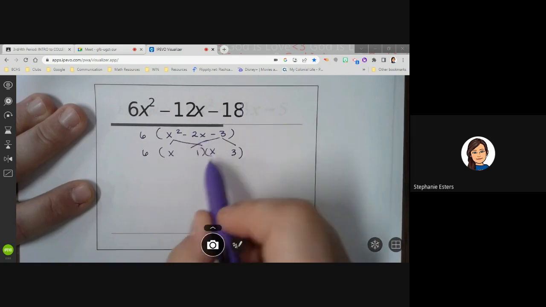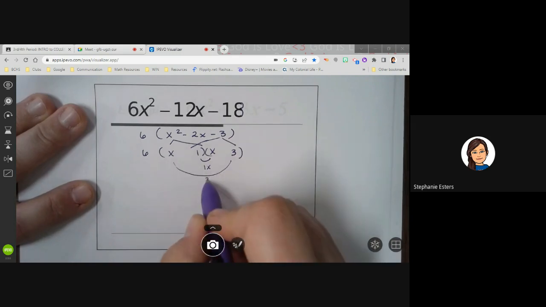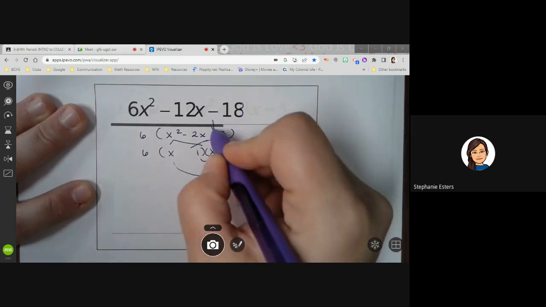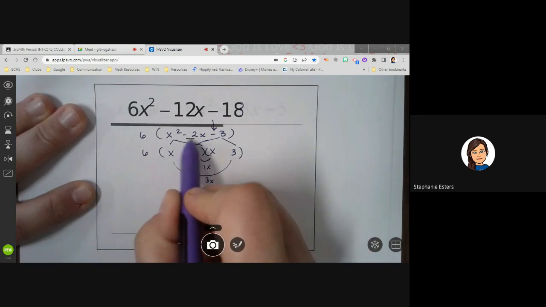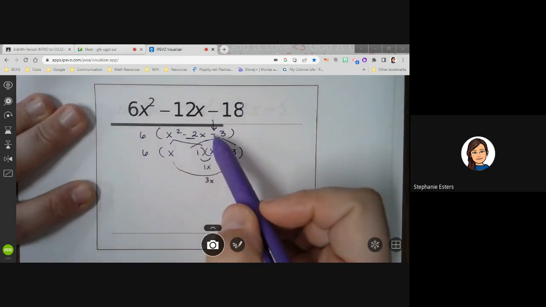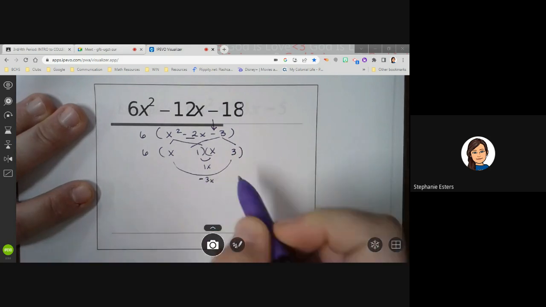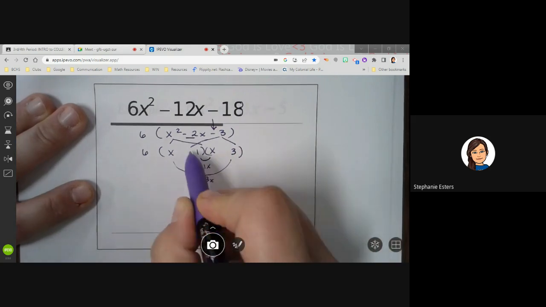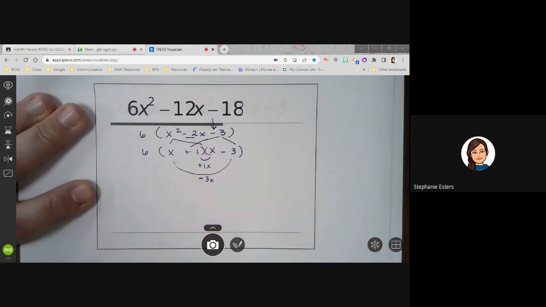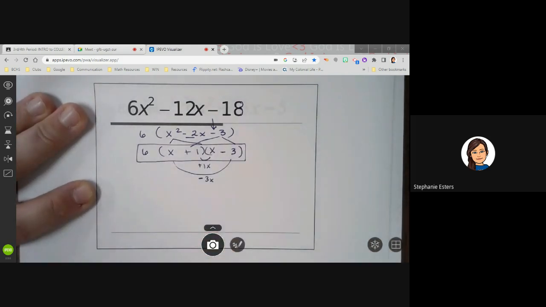But we need to manipulate the signs so that my inside term, 1 times x is 1x, and my outside term, x times 3 is 3x, will subtract and give me a negative 2. Well, the only way that I can subtract them is if signs are different. So one's positive, one's negative. Okay. And for my answer to be negative, the bigger number has to be negative. So I need a positive 1 and a negative 3. This is my answer.